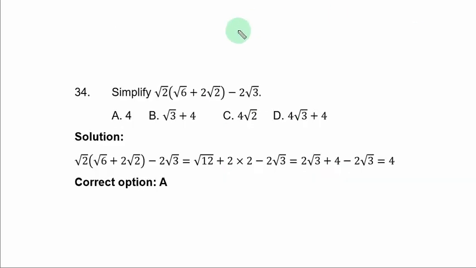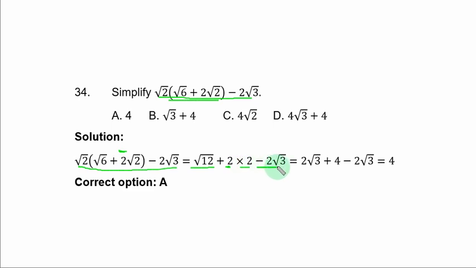Question 34. Simplify root 2 bracket open root 6 plus 2 root 2 bracket close minus 2 root 3. You must understand that surds can be multiplied, so you open this bracket using root 2. So this is the given expression. Root 2 times root 6 is root 12, plus, we have 2 there, root 2 times root 2 is root 4, and root 4 is 2.